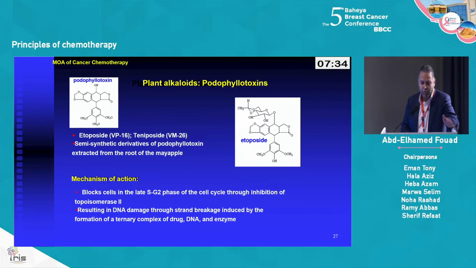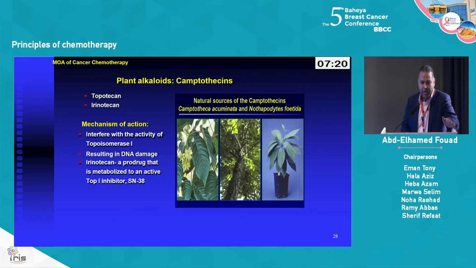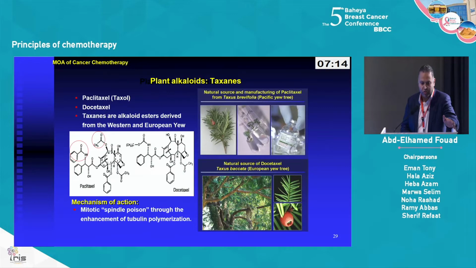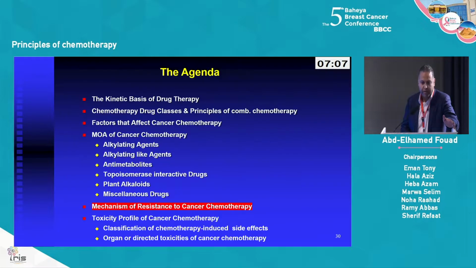Podophyllotoxin is a topoisomerase 2 inhibitor that blocks cells in the late S and G2 phase, resulting in DNA damage through strand breakage induced by the formation of a complex of the drug, DNA, and the enzyme. Camptothecin is a topoisomerase 1 inhibitor, resulting in DNA damage. And the taxanes, as we mentioned, act through enhancement of tubulin polymerization.